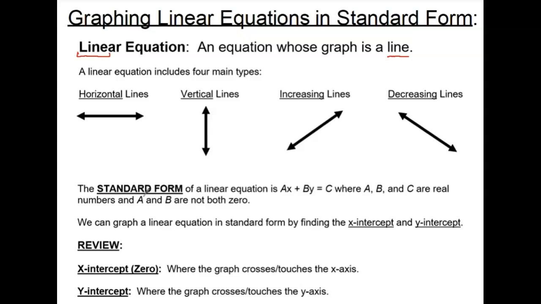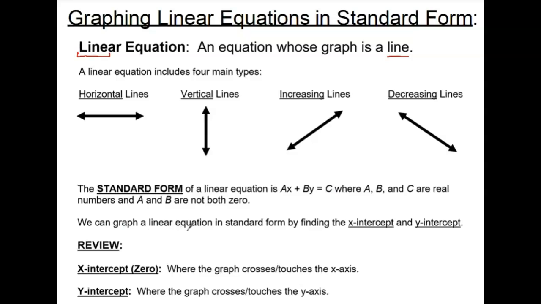The standard form for a linear equation is ax plus by equals c, where a, b, and c will be real numbers, and a and b will not both be 0. So we have our x term and our y term on the same side of the equation, and then a number or a constant on the other side of the equal sign.